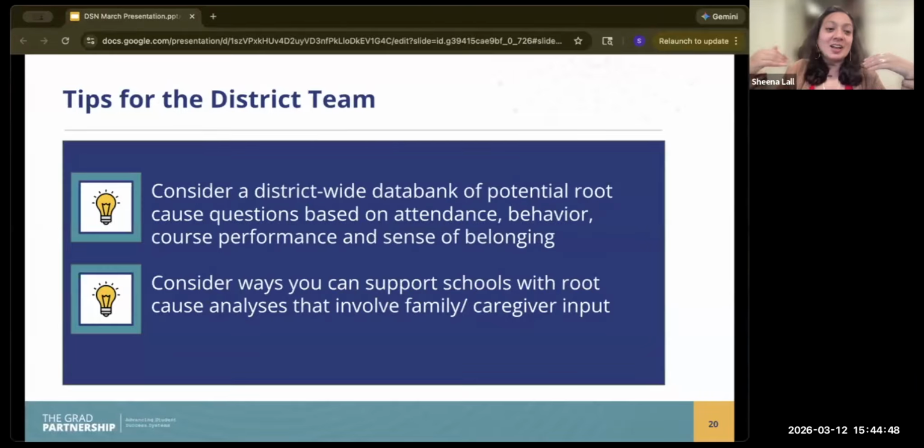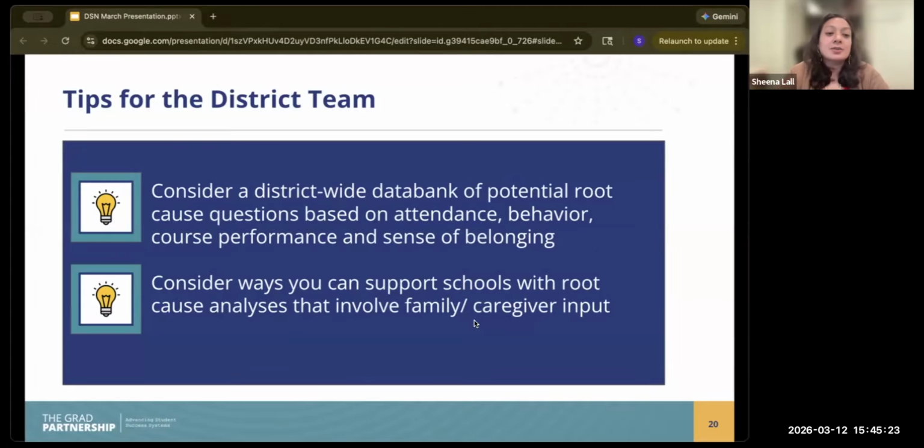But teams also said, well, this is taking a lot of time. And so it was really helpful for us as a grad partnership partner to sit down with the district and say, hey, what are some questions that we would ask across the board so that any school that says, hey, I'm looking at students that are flagging for behavior can ask. And so what we did was we created a district-wide data bank, and then schools went in, they either chose the questions they wanted or they added their own questions for a root cause analysis.